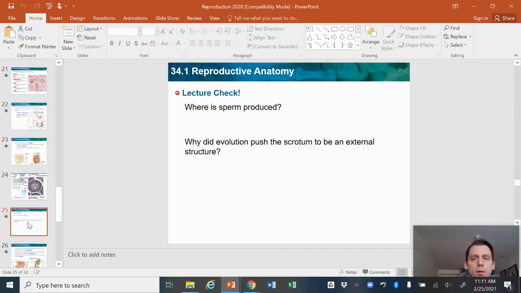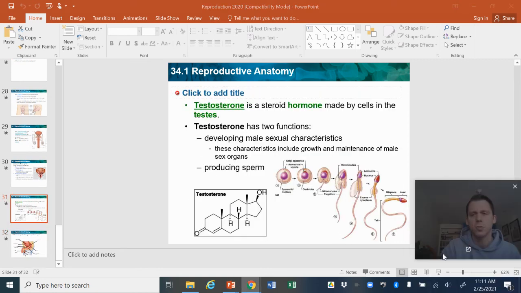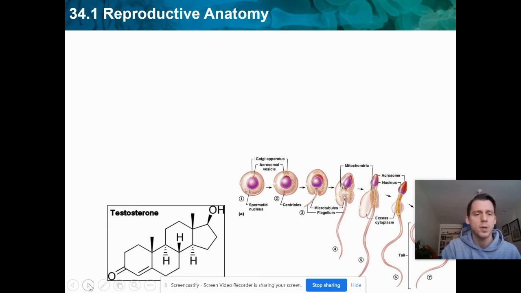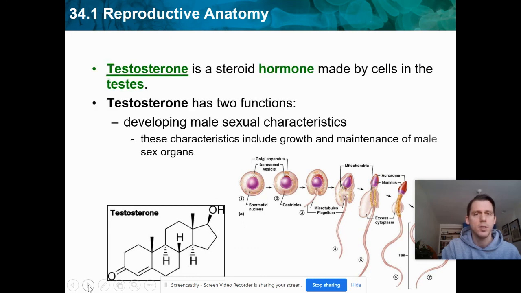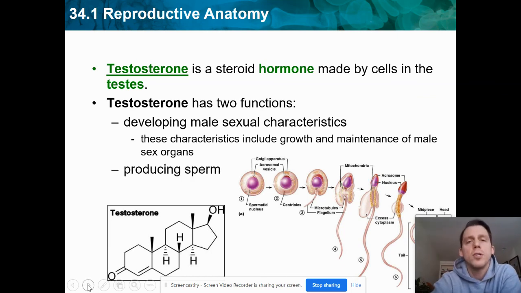So we have one more thing to cover, and it's about the male hormone, testosterone. And this is going to be pretty short. It's one of our last things today. Testosterone is the hormone produced by the testes, and it has two functions. Testosterone is going to help develop the testes and other male sex characteristics, and it's also going to help produce the sperm. The sperm cannot be produced without the aid of the hormone testosterone helping to direct the production.